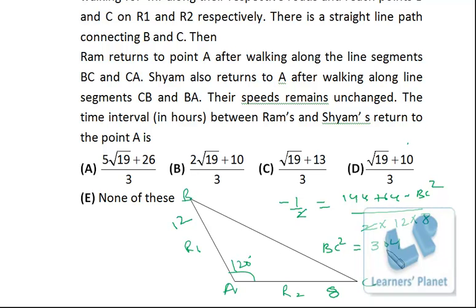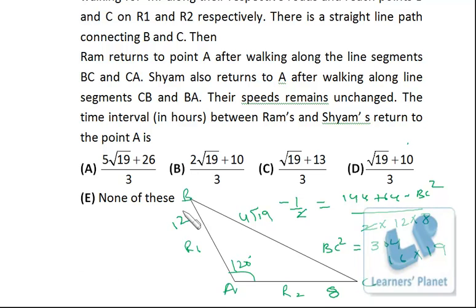So BC squared is precisely 16 into 19, since 144 plus 160 is 304, that is 16 into 19. So BC will be 4 root 19. Okay. Now we got this length. Ram returns to the point A after walking along line segments BC and CA. That means Ram is now covering 4 root 19 plus 8, right?